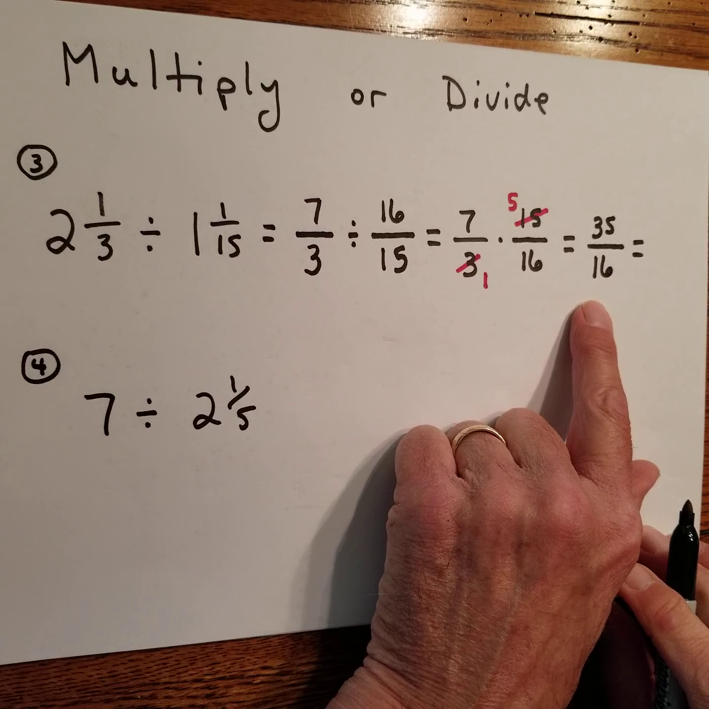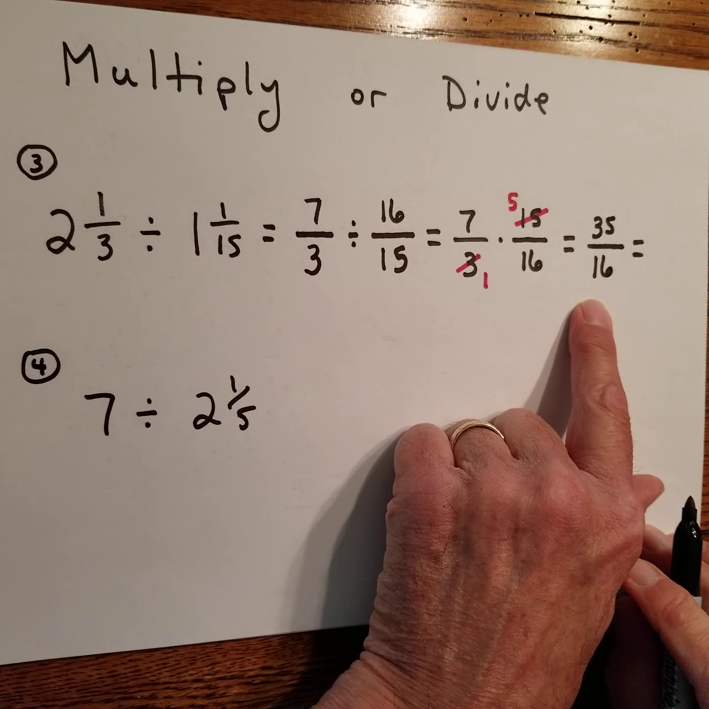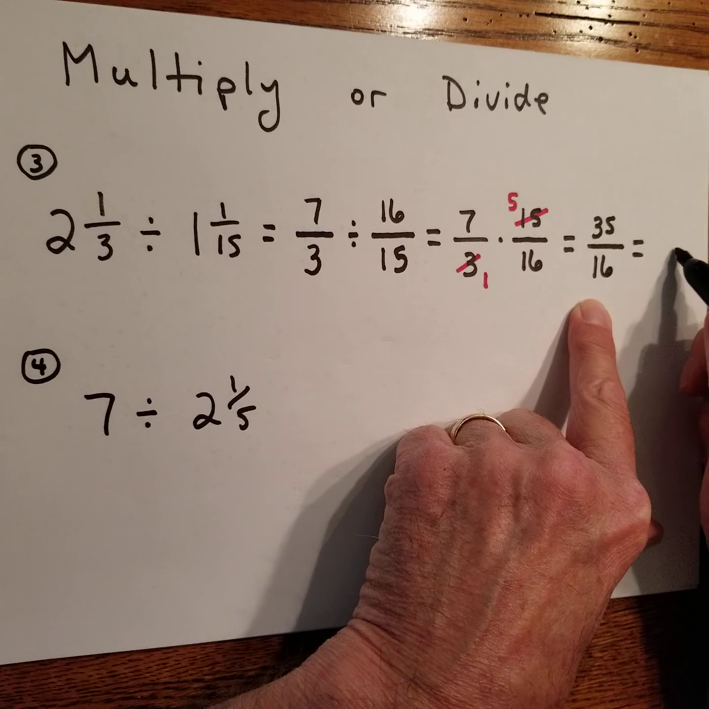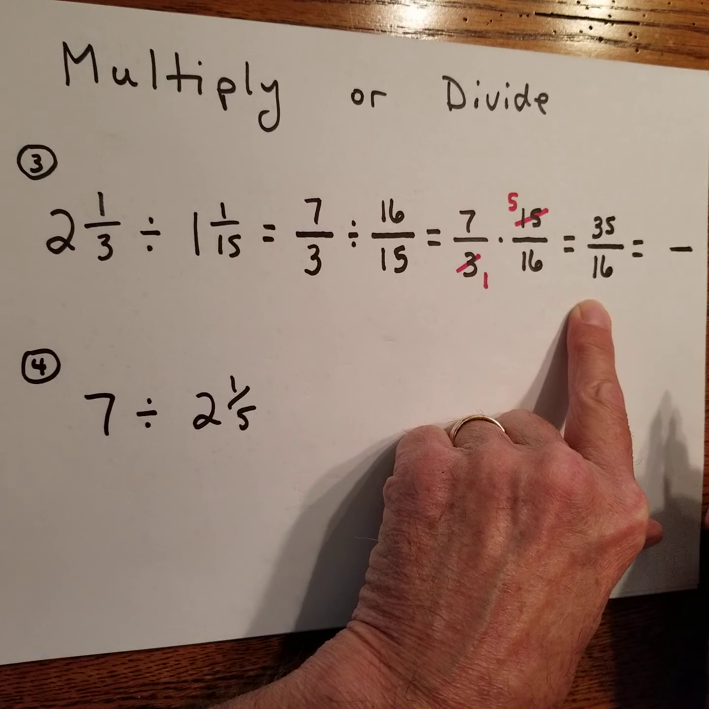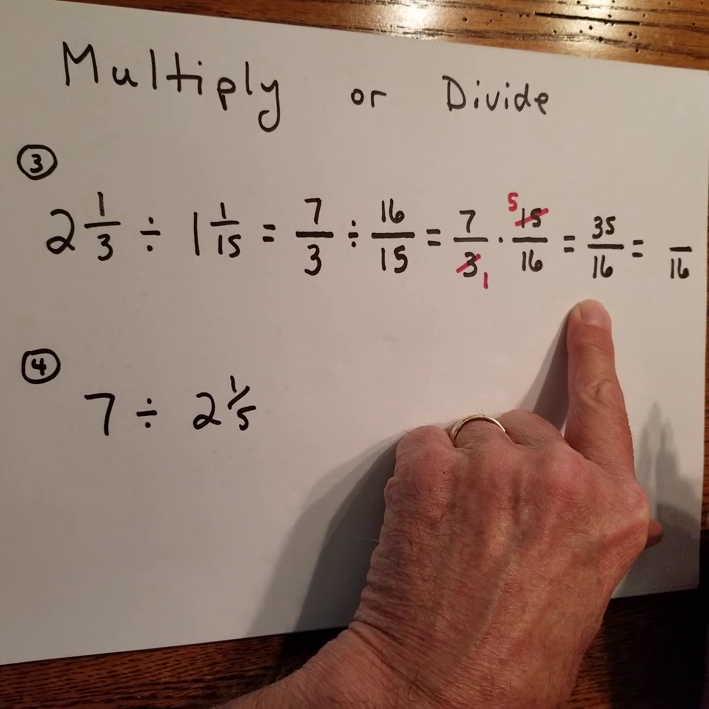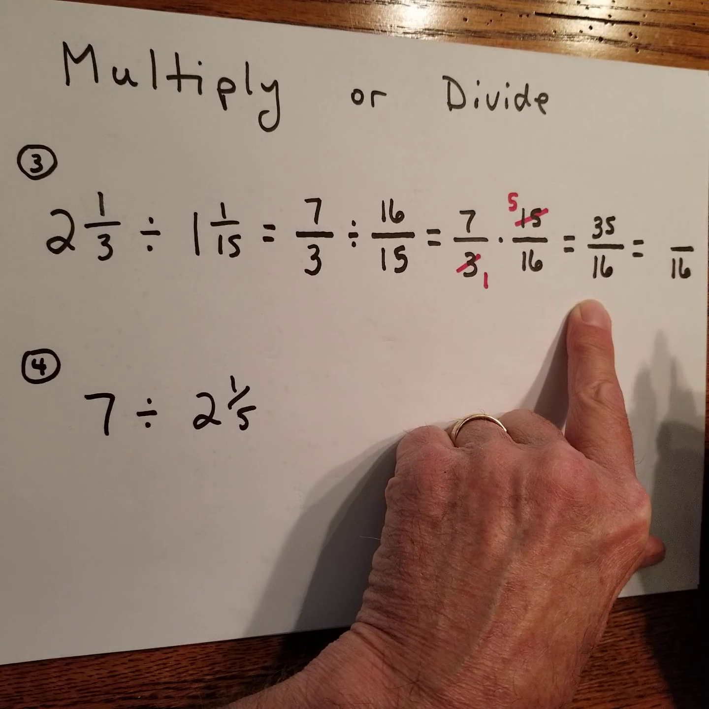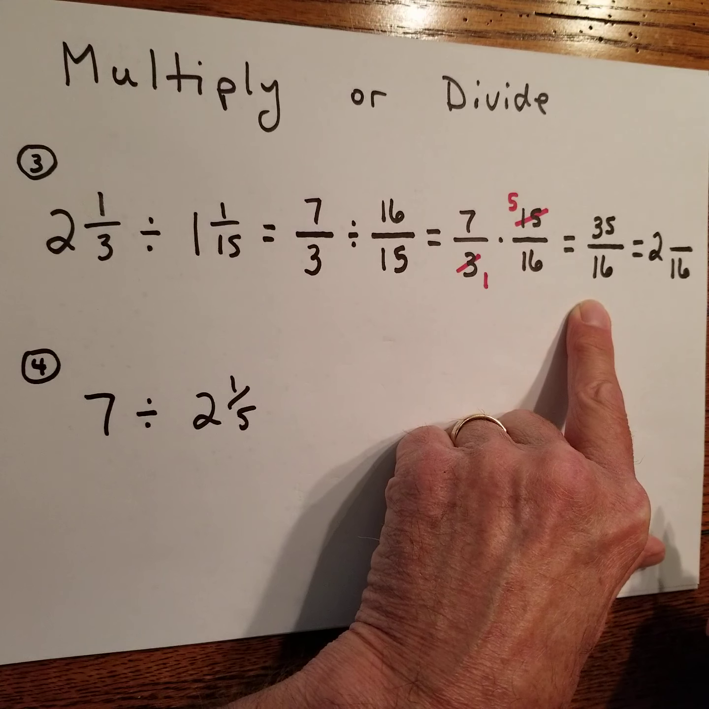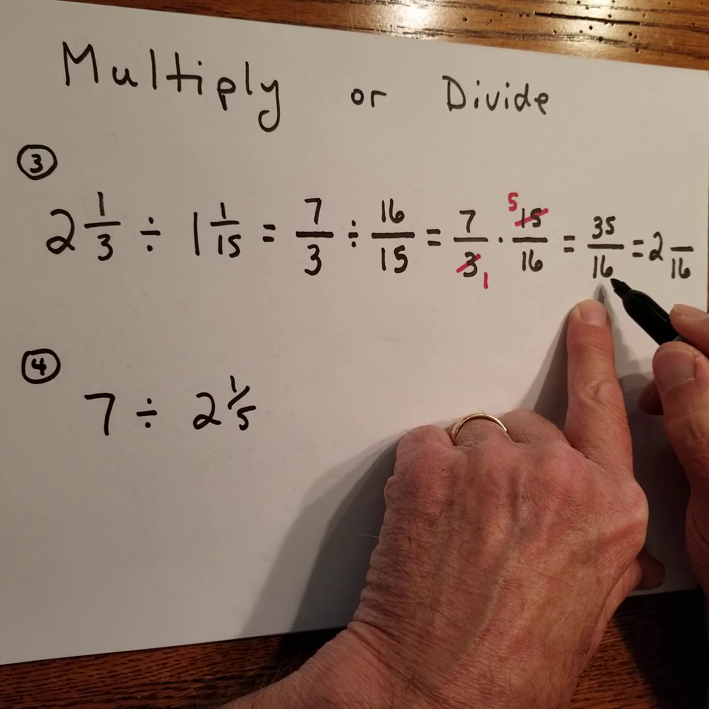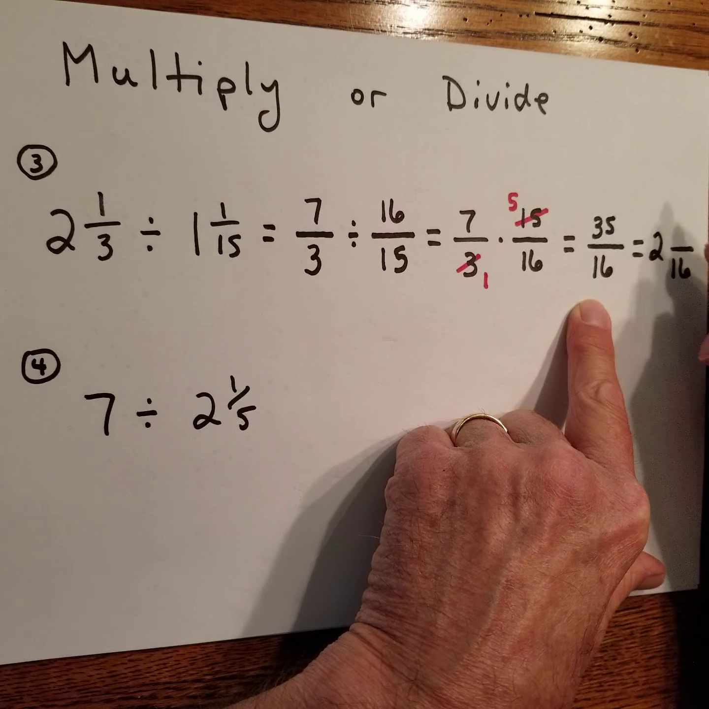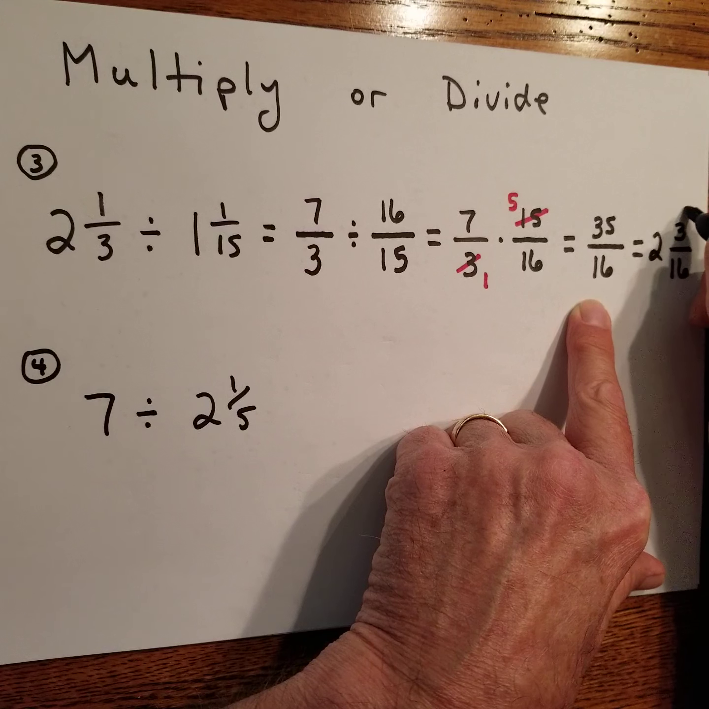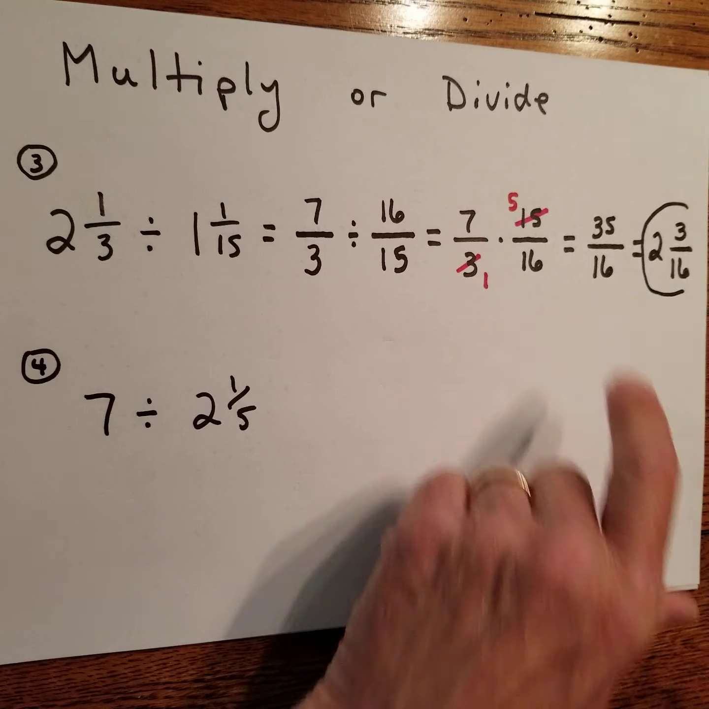And if my answer so far is an improper fraction, we'll change it into a mixed number. Keep that denominator of 16. How many times does 16 go into 35? It goes in twice. 2 times 16 is 32. 32 from 35 is 3. I like 2 3/16.